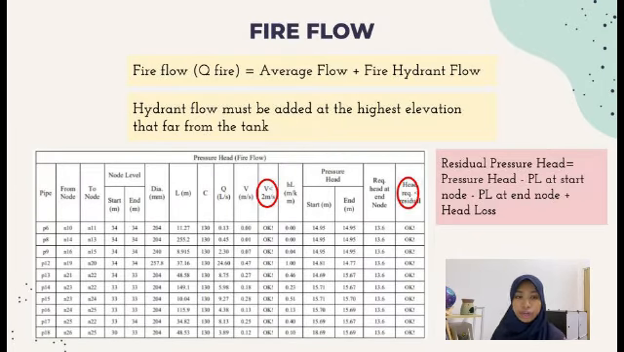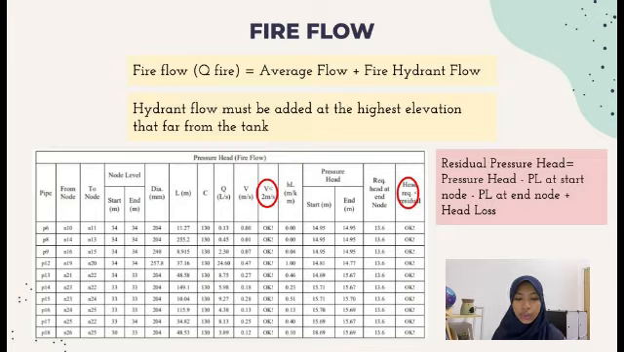Next up is fire flow. It is also a crucial element that needs to be considered in designing the water tank. Fire flow, or Q fire, is equal to average flow plus fire hydrant flow. So hydrant flow must be added at the highest elevation that is far from the tank, as required in our topography plan.